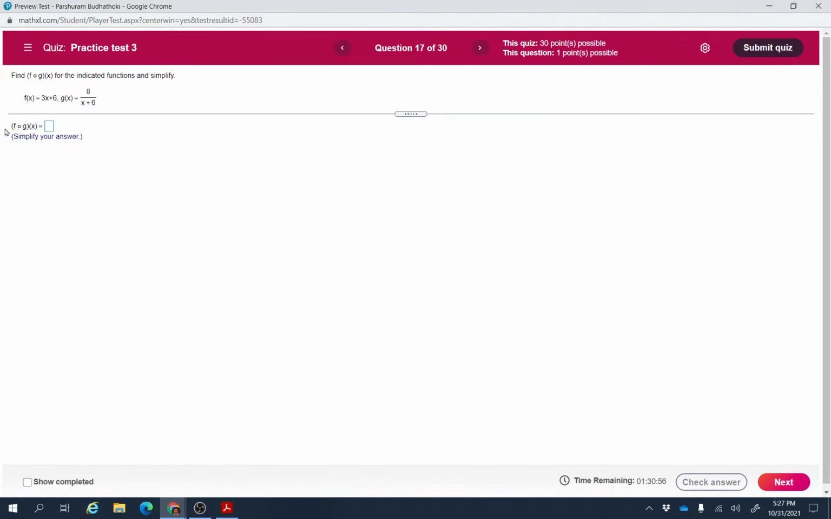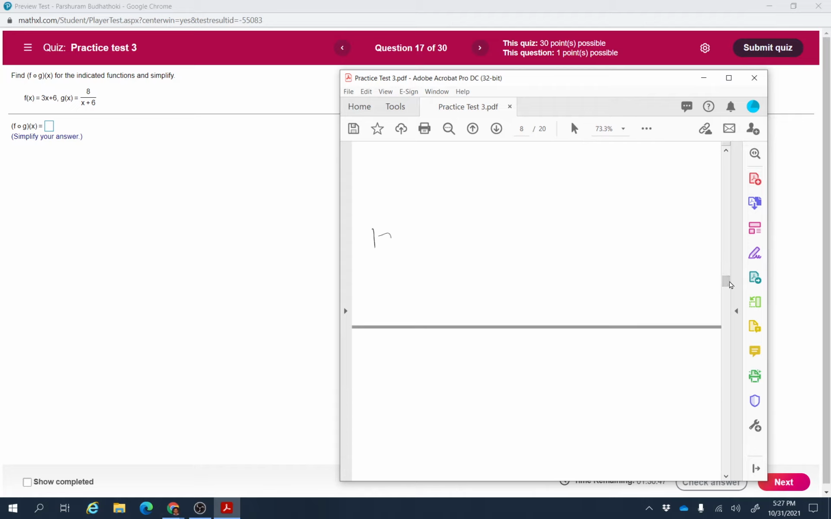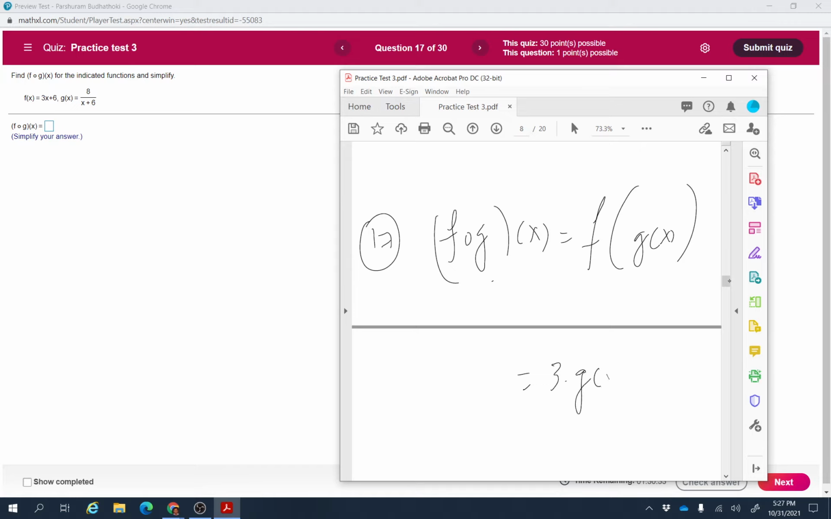Here f composite g, in this case we would like to find out f composition g, and there is a way to find it. This is problem 17. F composite g of x means find the value of the function f at g of x. So look at the function f, which is 3x plus 6. Replace that x by g of x. That's what it means. So g of x has a different value, so eventually you have to plug that value back here.